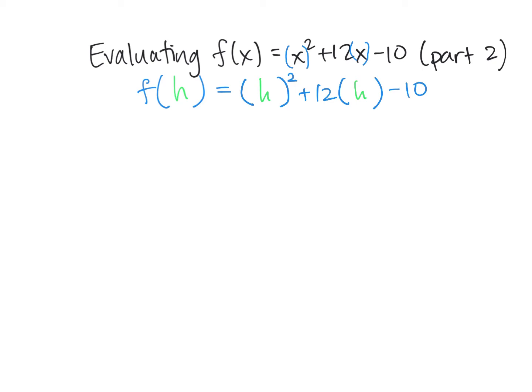So if I think through this really quickly, what does it mean when I square h? Well, I just multiply h times h, and I get h squared. I just don't need those parentheses. Likewise, what does it mean here to multiply 12 times h together? Well, 12 times h is just that, 12h. So plus 12h, bring down that minus 10. I've gotten rid of my parentheses.